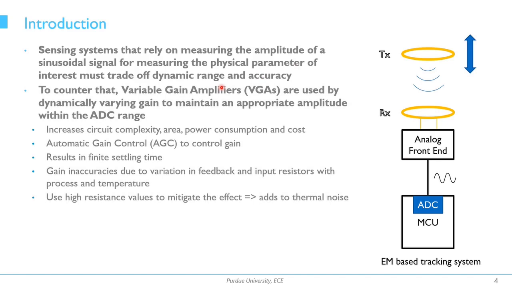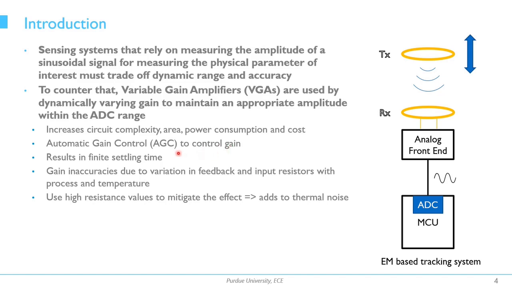To counter that, variable gain amplifiers are typically used to dynamically vary the gain to maintain an appropriate amplitude within the ADC range. This has a couple of issues, however. Firstly, this increases the circuit complexity due to the feedback, and then it also increases the area, power consumption and cost. Automatic gain control loops are used to control the gain.